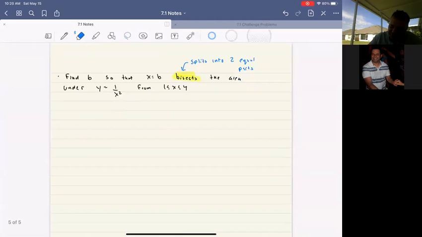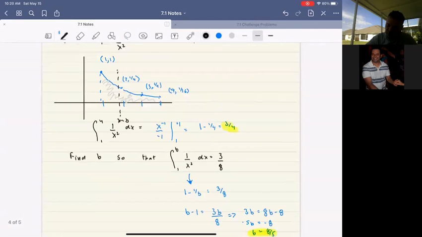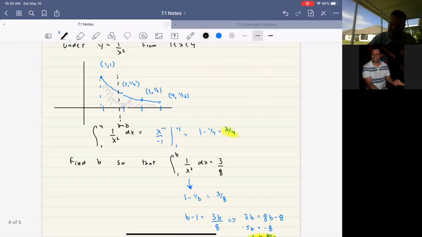Now we're going to do y equals b. Okay, so y equals b is going to bisect the area. Okay, so what does that mean? Let me draw the picture again.